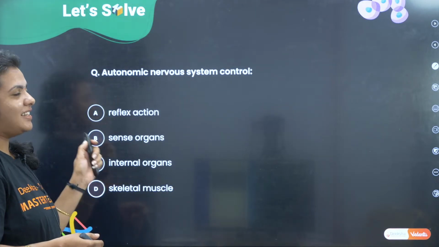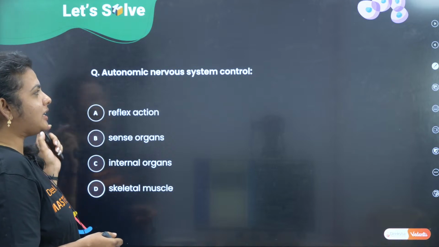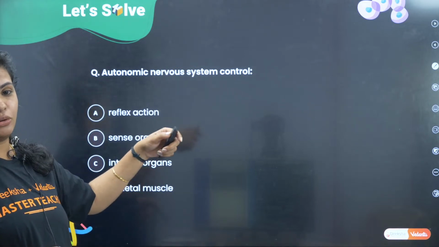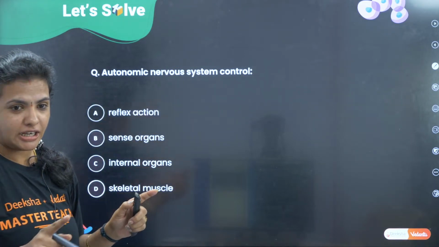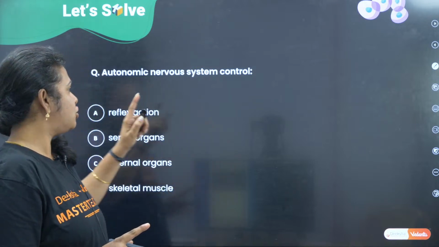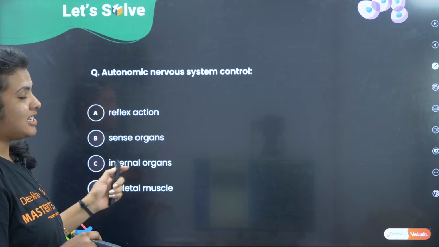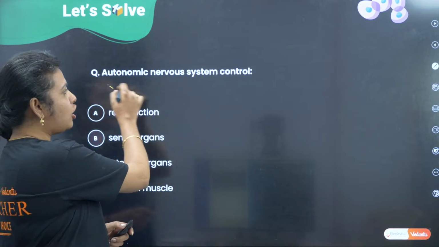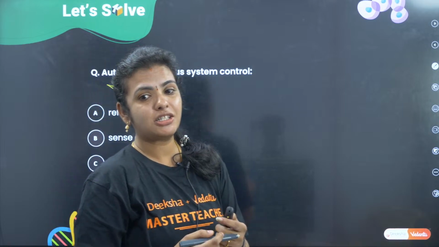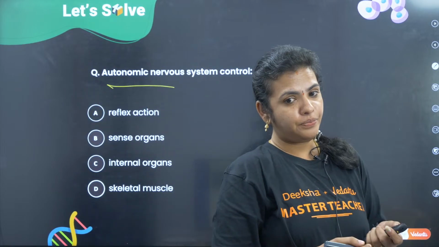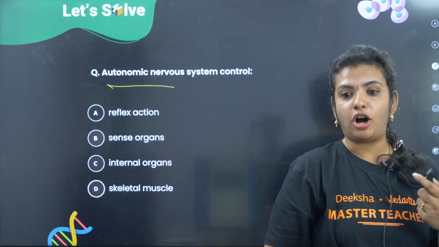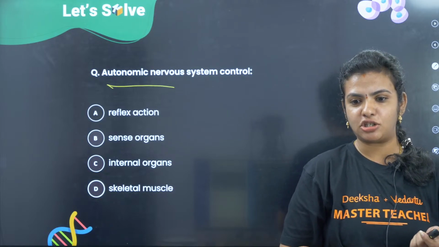Okay. The next question, autonomic nervous system controls. Very simple question. We had seen the flow chart, the first chart that I had showed you, reflex action, sense organs, internal organs, skeletal muscle. So we have the autonomic nervous system, correct? What does autonomic nervous system do? It is going to take care of your involuntary actions.